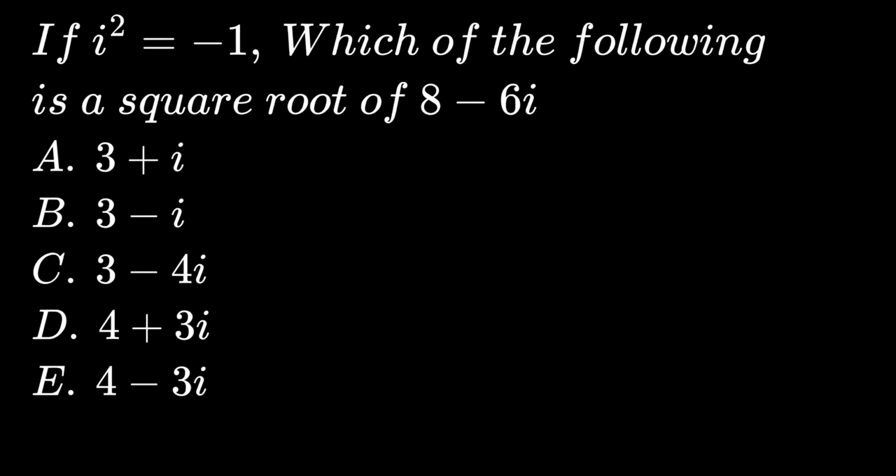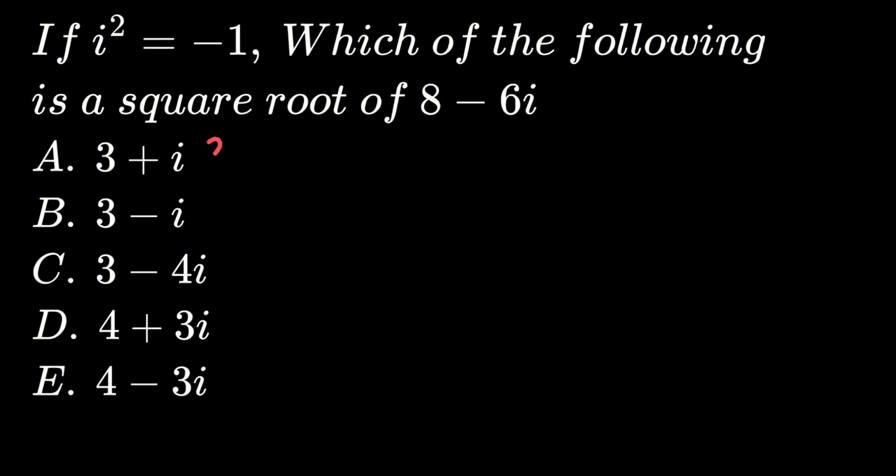On to our next question. If i squared equals negative 1, which of the following is a square root of 8 minus 6i? Now, this is a pretty tough question. You're just going to have to basically multiply each one of these answers by itself. If I'm doing this problem, I'm just going straight down the list because I don't have a secret weapon or tactic for this. You've got to get the work done, you've got to be quick, and you've got to be smart.